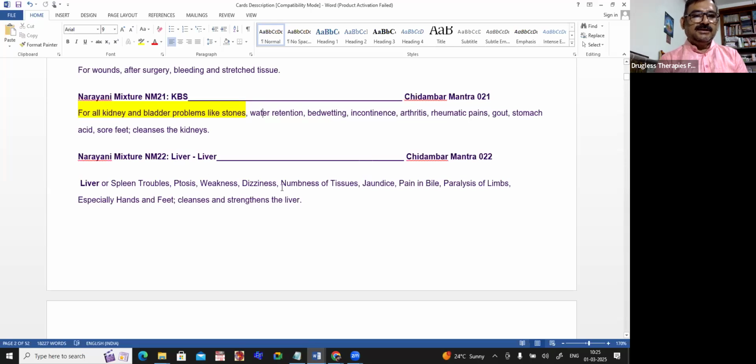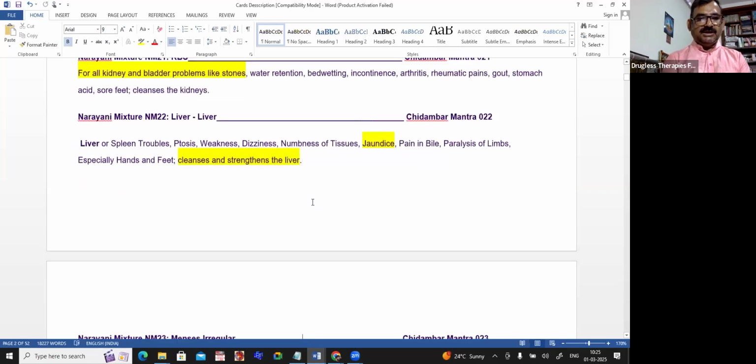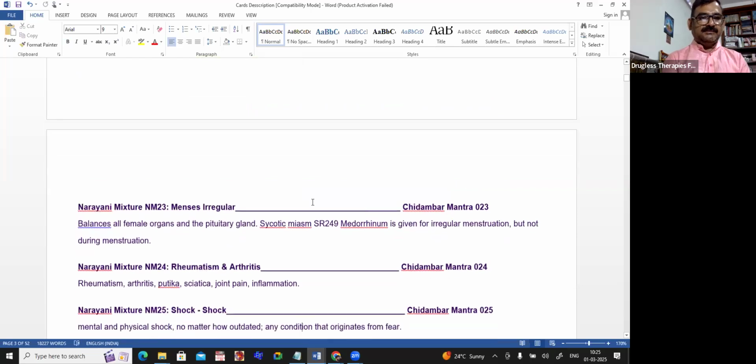What is the liver? You can say jaundice, because we are looking for one word answers and questions. So generally, liver NM22 is used for what? Strengthen the liver. You can say there can be two answers also. It cleans and strengthens the liver. So KBS and liver are a very good combination. Together they can be given for system cleaning.